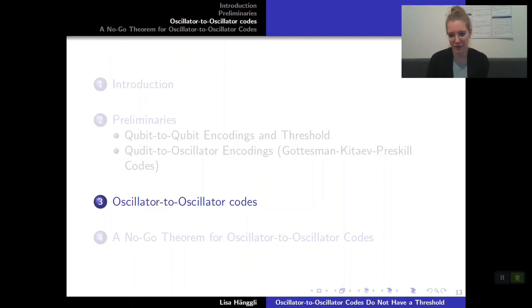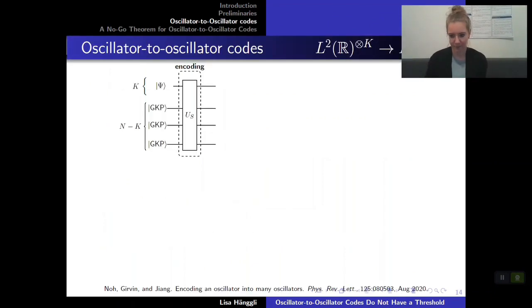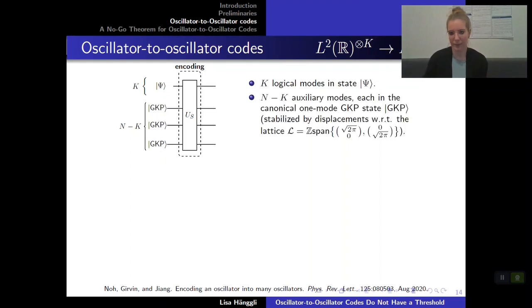Let's now get to oscillator-to-oscillator codes. Oscillator-to-oscillator codes, as introduced by Knill, Gilvin, and Young, are defined as follows. Namely, we have k logical modes in a state psi and n minus k auxiliary modes, each in the canonical one-mode GKP state. And this one-mode GKP state is a special case of a GKP code, which is stabilized by displacements with respect to the square lattice spaced by square root of 2 pi. And the dual of this lattice is actually just the lattice itself.